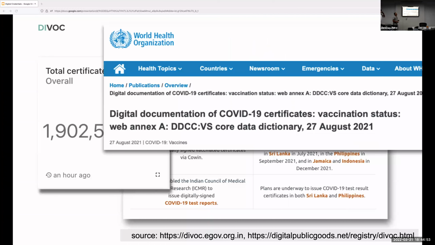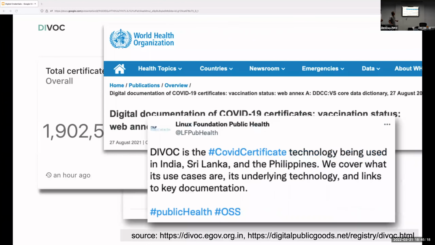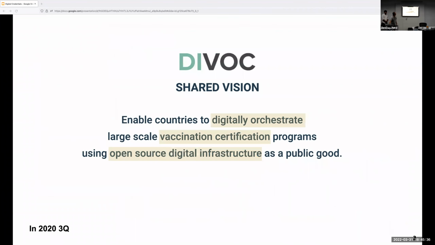WHO recently came up with the DDCC standard data elements. It's internationally accepted data elements that one wants to see in a vaccination certificate. DIVOC is already compliant with that system. So being open source and being implemented in multiple countries, what it means is all those countries are compliant with the WHO standard. So it replicates the good effects of being open source and standard compliant. This is one of the logos from Linux Foundation Public Health. It's a part of the Linux Foundation. They endorsed DIVOC as one of the open source based solutions for COVID certification.